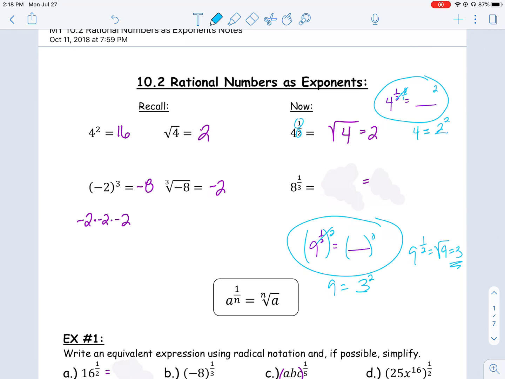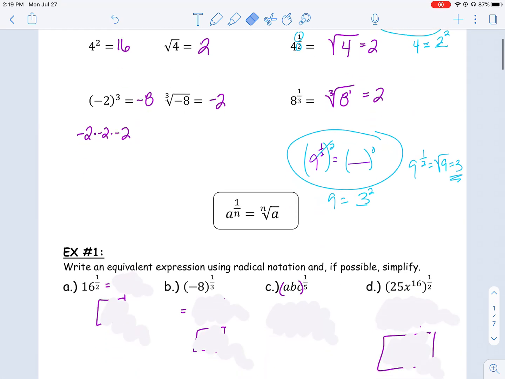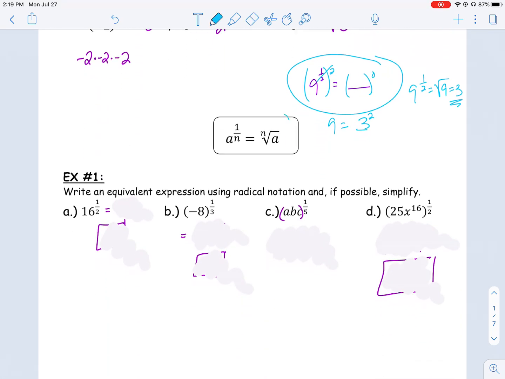Well, just like if 4 to the 1/2 is the square root of 4, then 8 to the 1/3 is really the cube root of 8. And so what number multiplied 3 times gives me 8? Well, I can say that 8 to the 1/3 power is 2. So anytime we have a fractional exponent, a to the 1 over nth power, I can really convert it into a radical, where the top number is my exponent and my bottom number, my denominator, is my index. So the nth root of a.